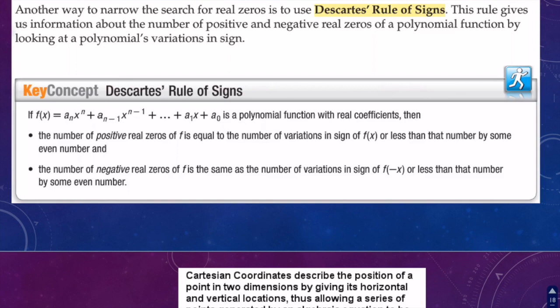And the number of positive real zeros of f is equal to the number of variations in sign of f of x, or less than that number by some even number. And the number of negative real zeros of f is the same as the number of variations of sign of f of negative x, or less than that number by some even number. So remember that that's what Descartes' rule of signs says.